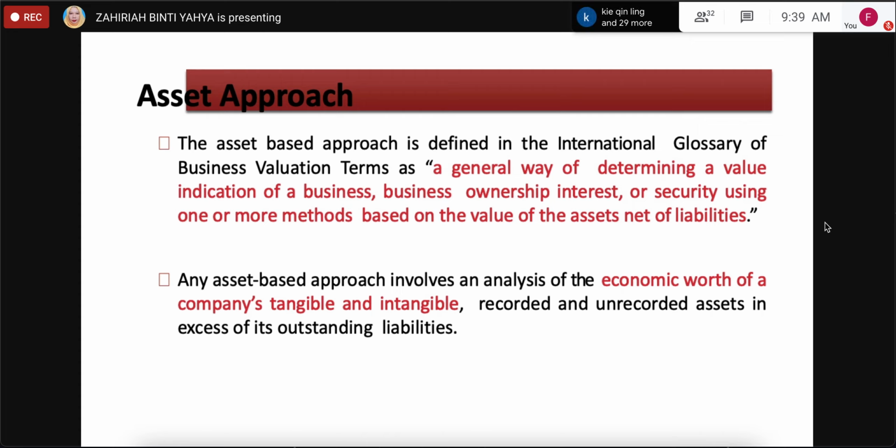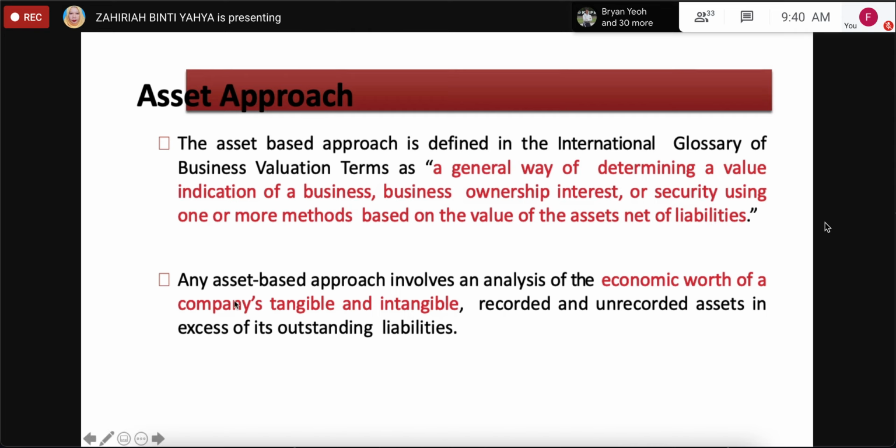Okay. So asset approach is actually based on the value of asset, after deducting all the liabilities. Yeah, what is the actual value of the asset, total asset, net of liabilities. That means we deduct all the liabilities. Yeah, so it's very straightforward.